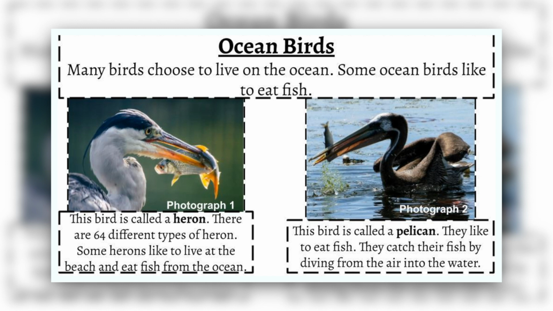This bird is called a heron. There are 64 different types of heron. Some herons like to live at the beach and eat fish from the ocean. This bird is called a pelican. They like to eat fish. They catch their fish by diving from the air into the water.